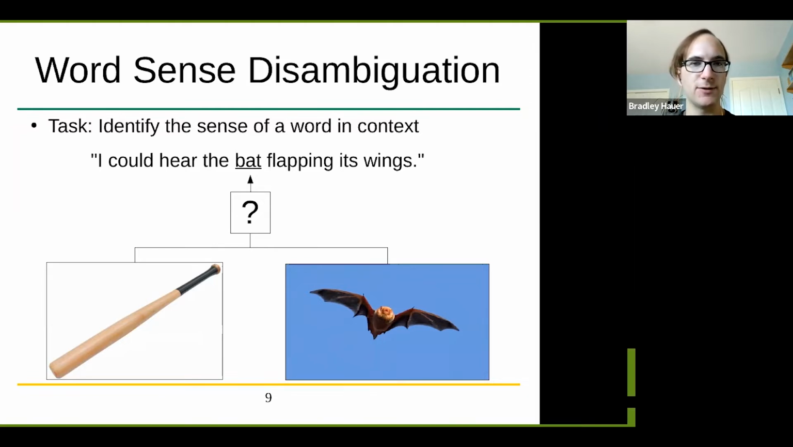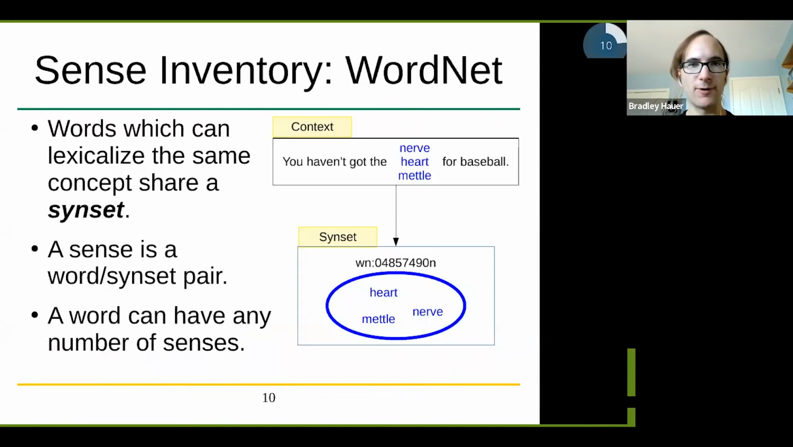The task is to identify the sense of a word in context. So for example, if a system is given the sentence "I could hear the bat flapping its wings," we would want it to be able to identify that that is referring to a flying mammal rather than a club for hitting a ball. Now, of course, if we're going to talk about a system selecting a sense of a word, we need some way of enumerating the possible senses. We need some way of giving the system a list of possible senses which it may choose from.